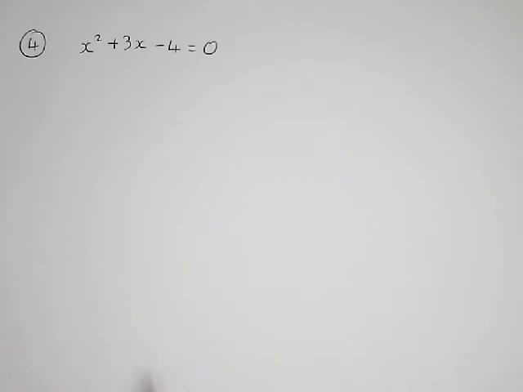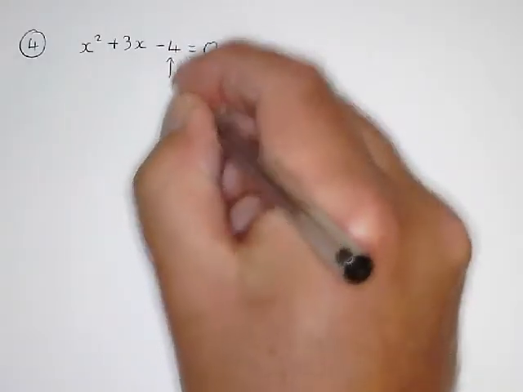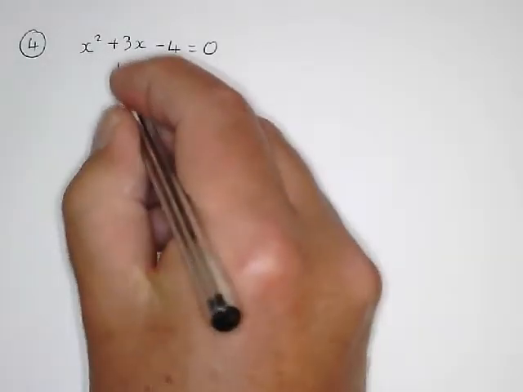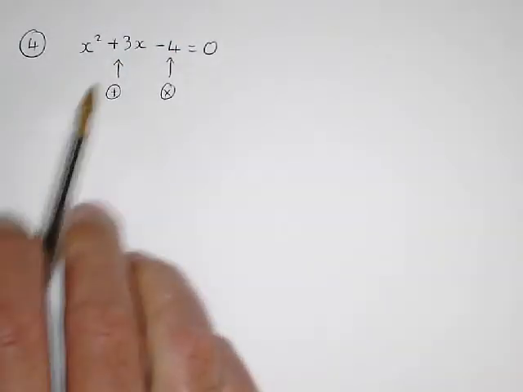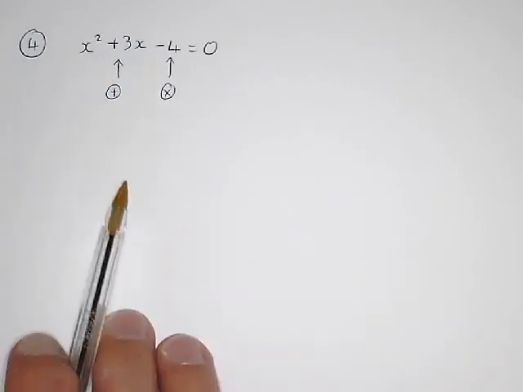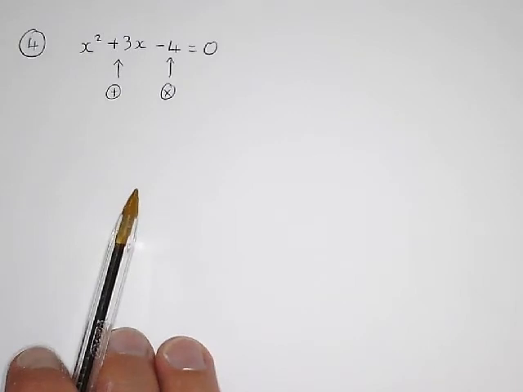In question 4, we are looking for two numbers that multiply to give minus 4, and those same two numbers have to add to give plus 3. Now when the number at the end is a negative, that means we're looking for two different signs to multiply to give us a negative. So one of the numbers has to be plus, one has to be minus.